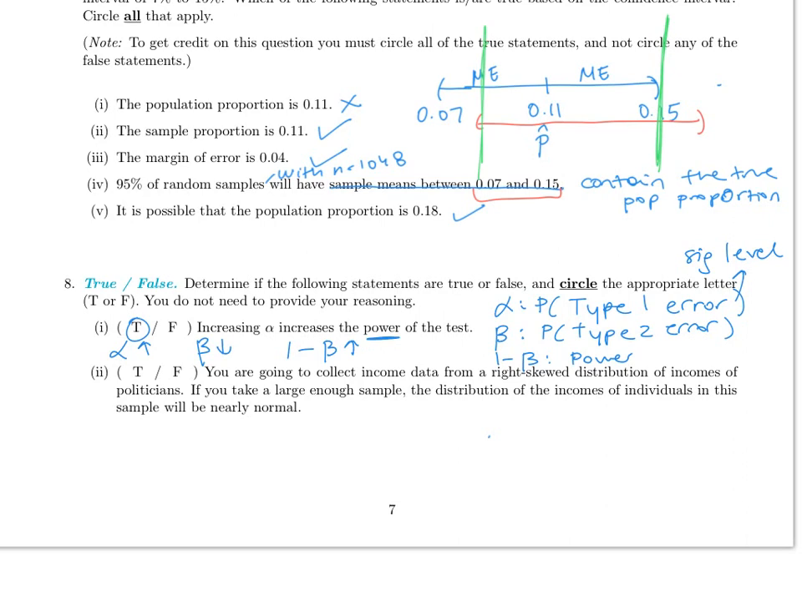Okay, in part B we said you're going to collect income data from a right-skewed distribution of incomes of politicians. If you take a large enough sample, the distribution of the incomes of the individuals in this sample will be nearly normal. What do we think? No. That's not going to be nearly normal, right? Because we're talking about a distribution of individual observations.